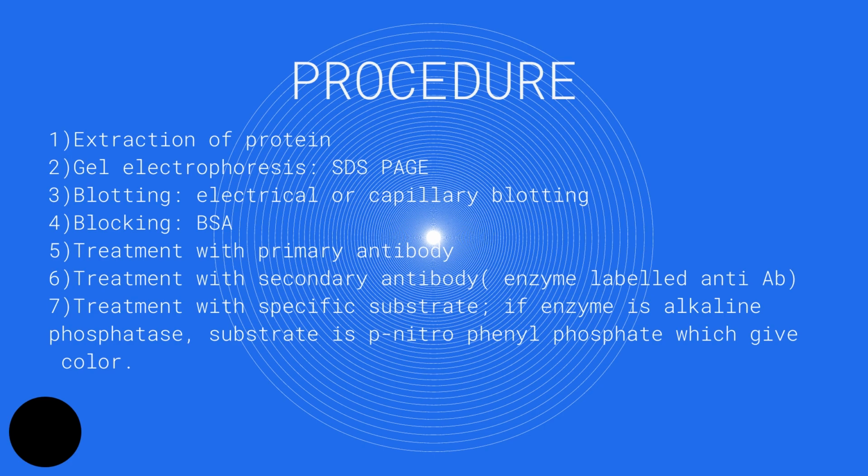Step three is blotting. In this step, the nitrocellulose membrane is placed on the gel. The separated protein from the gel gets transferred to this nitrocellulose paper by capillary action. This type of blotting is time consuming and it may take about 1 to 2 days.